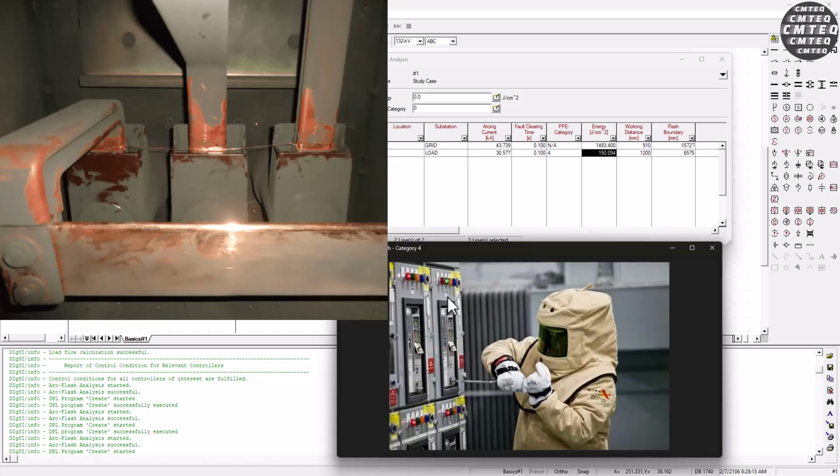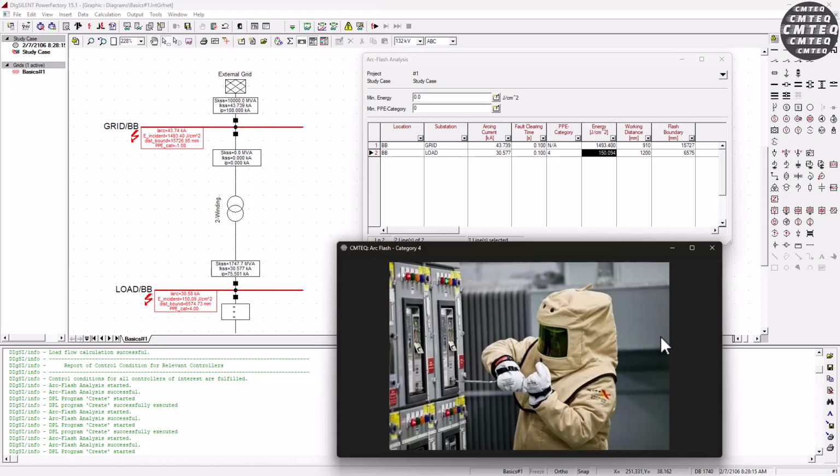So that is it, guys, for this part 2 of this tutorial on arc flash analysis. A lot more can be said on this topic, but we're going to stop it at this point here.